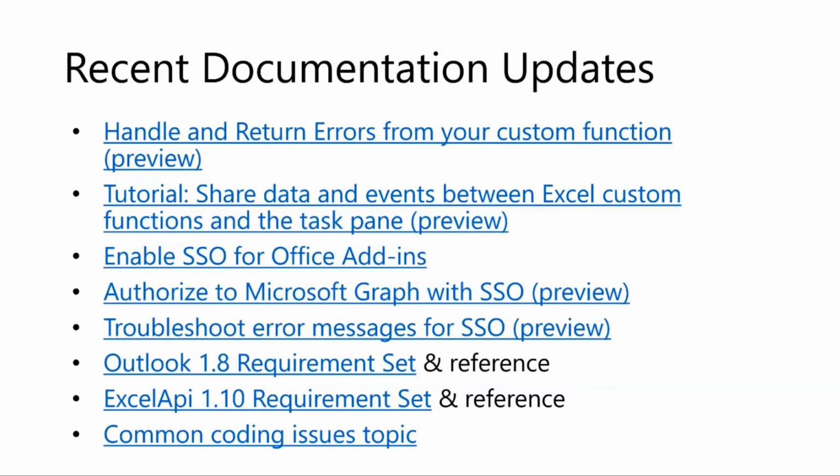We've talked a lot about most of them, such as the Outlook requirement set, the Excel requirement set, SSO, as well as Kayer mentioned the tutorial about sharing data and events between Excel custom functions and the task pane. However, there are also a couple other things that I wanted to call out. There's a topic on handling and returning errors from your custom function, which allows you to return your own custom error, as well as a common coding issues topic. So go ahead and make sure to read those and also leave us feedback.